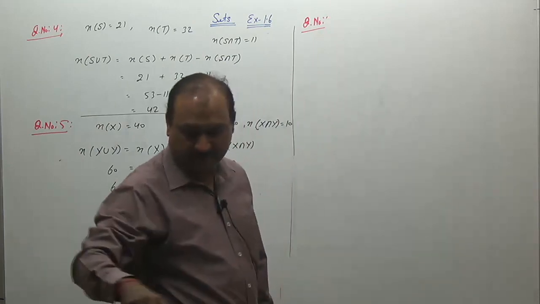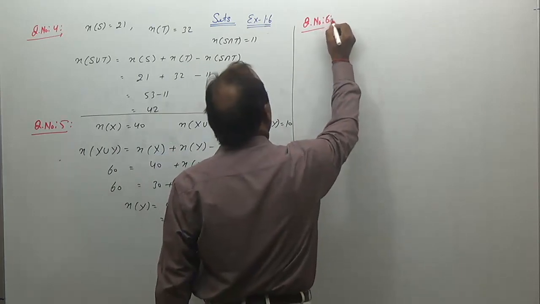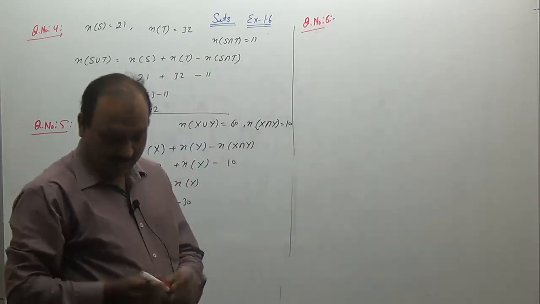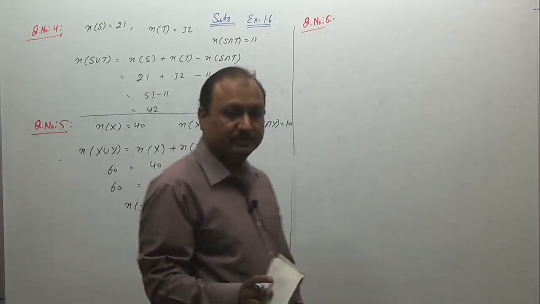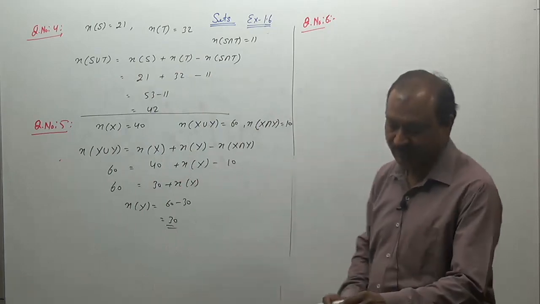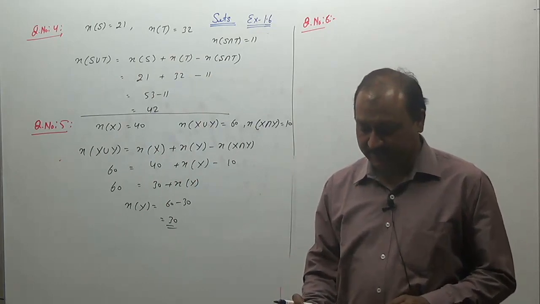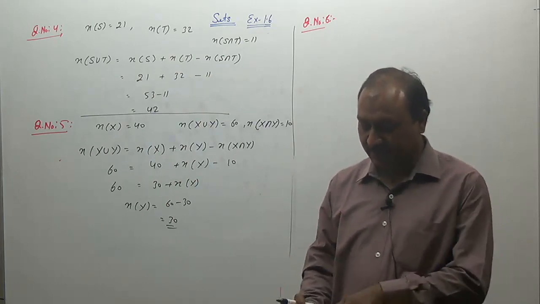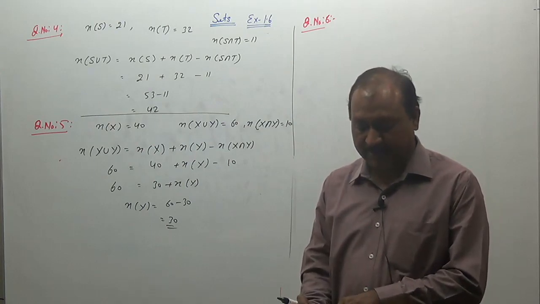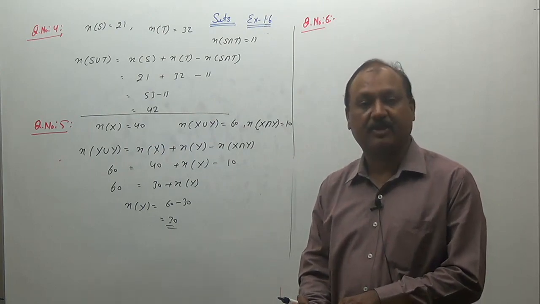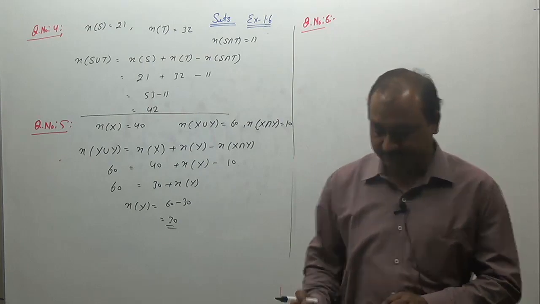Next is question number 6. In this question it is given that in a group of 65 people, 40 like cricket, and 10 like both cricket and tennis. How many like tennis only, how many like cricket only, and how many like tennis? So there are two groups of people who like cricket and tennis.